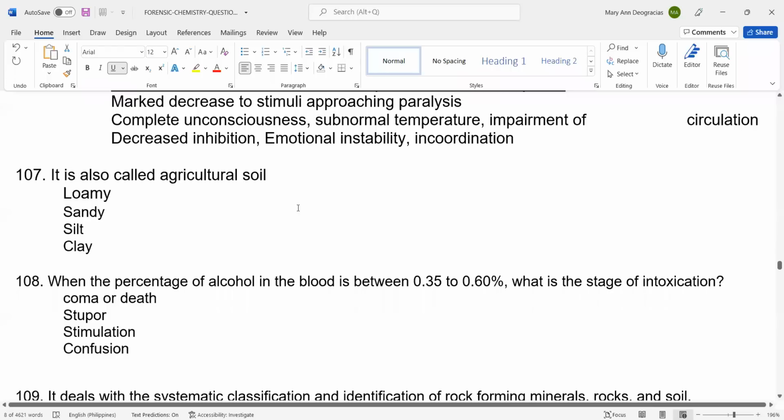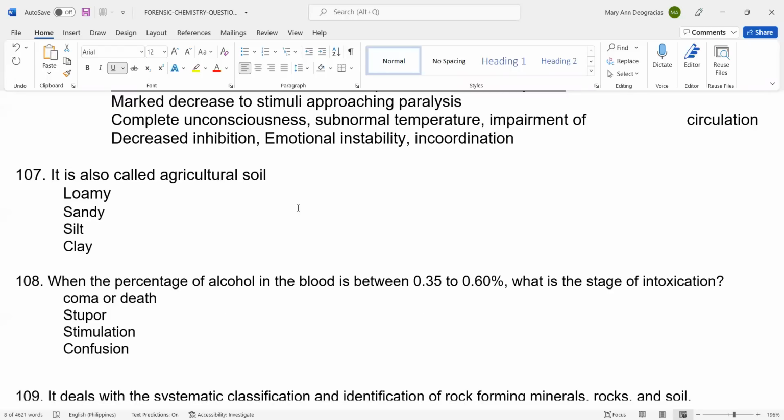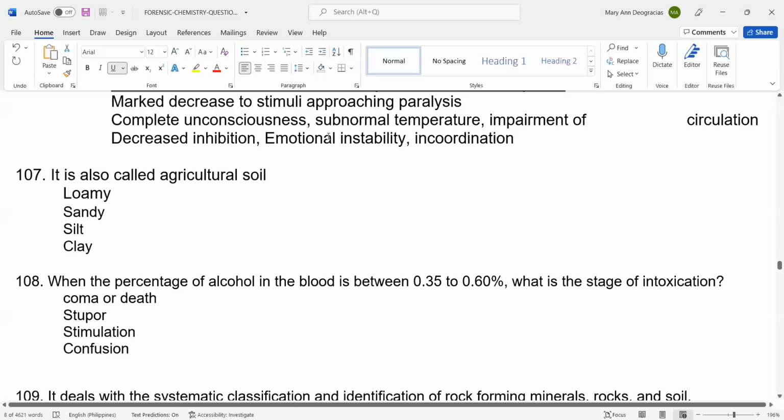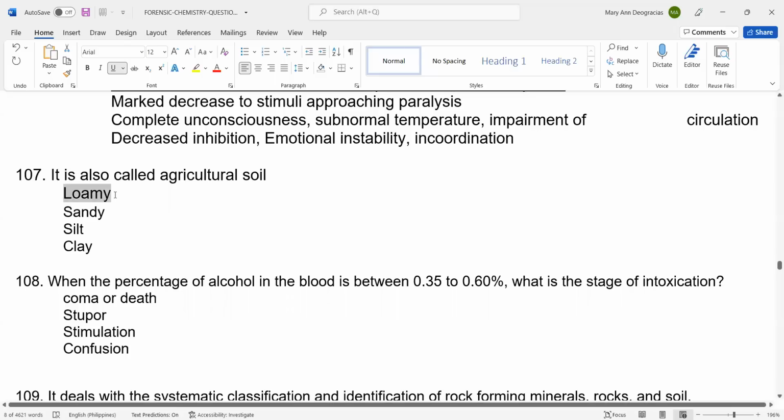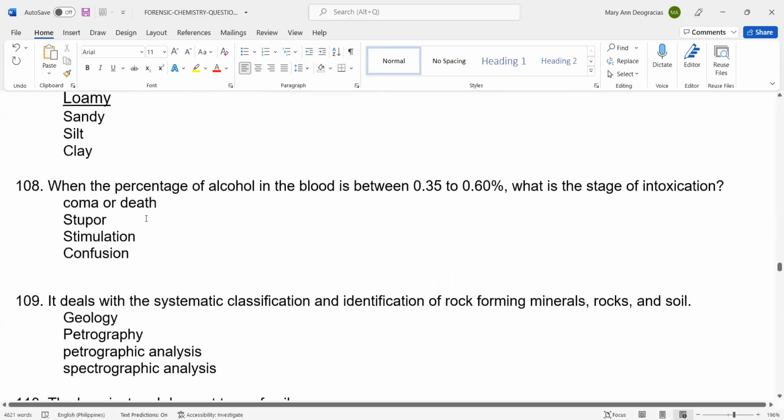107. It is also called agricultural soil. So, tingin nyo, ano sagot dyan? Letter A. Okay, letter A. Loamy. Agricultural soil is loamy soil. Ang sand, di naman nabubuhay masyadong dyan. Lalo ang silt, lalo ang clay.